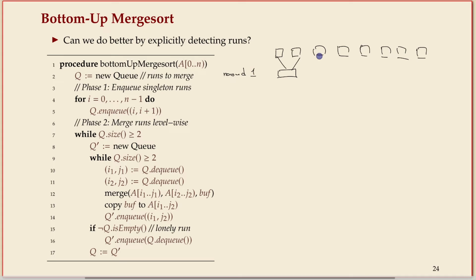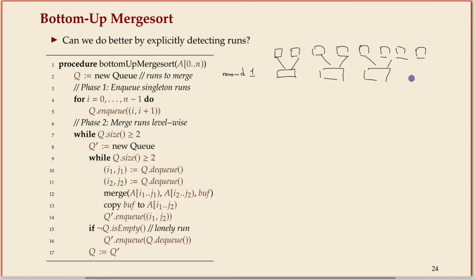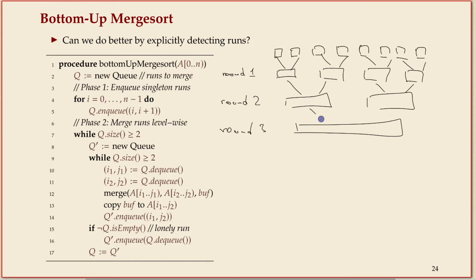So in round 1, we take pairs and merge them. Now we have runs of length 2. In the next round, we again go through the queue and just take the first 2 and merge them. So we'll have runs of length 4. And then at round 3, we're done if we have 8 elements initially. Okay. Now, why am I telling you this? It's one other way to do merge sort. Why is this useful?